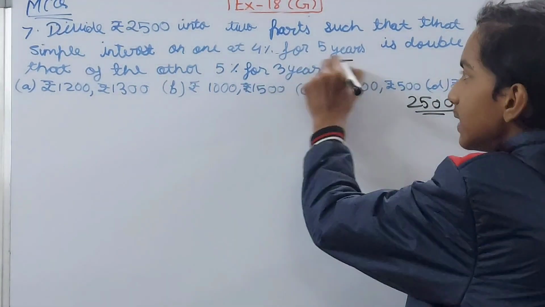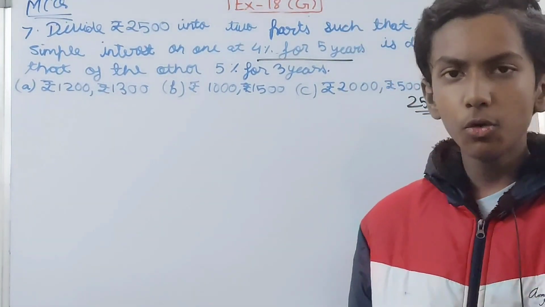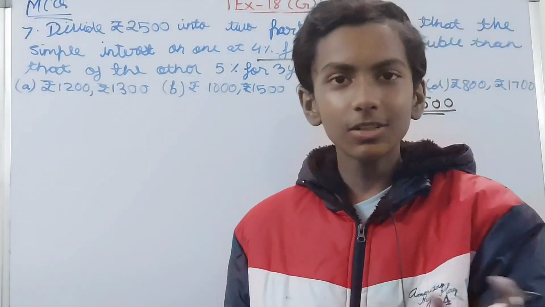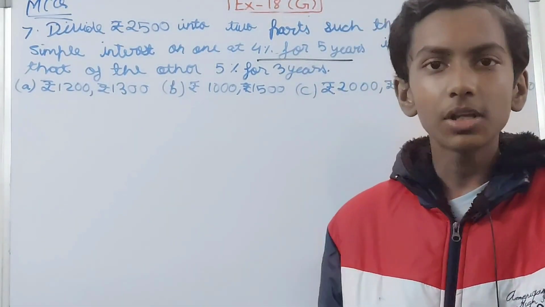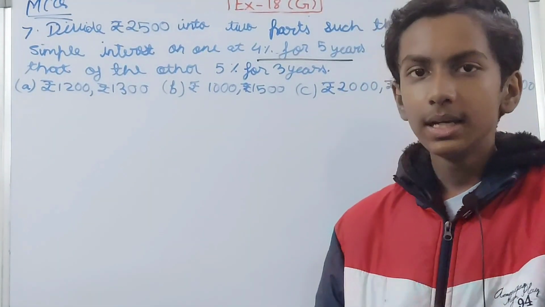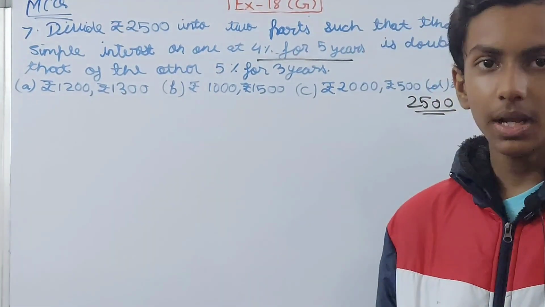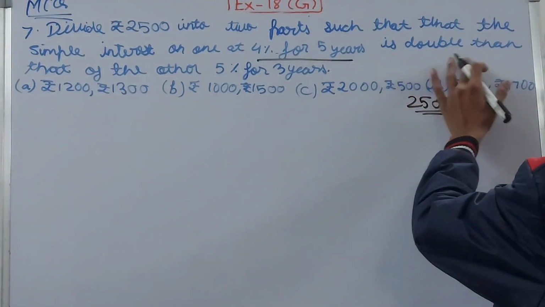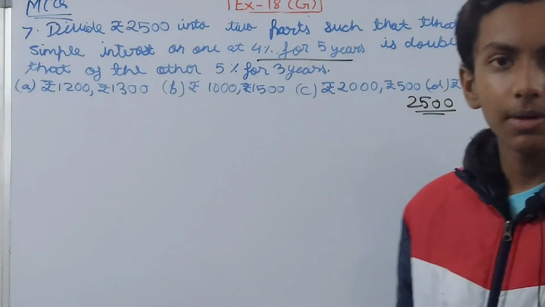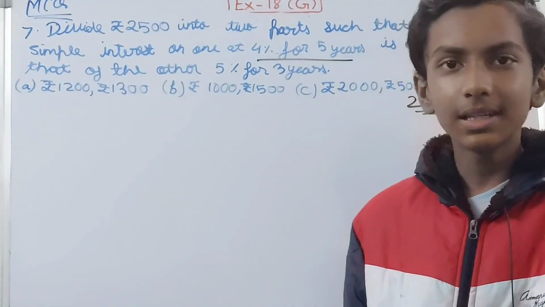So the things are given to us so that the first part, right, 2500 divided into two parts, the first part will have the rate as 4% and time as 5 years, and the simple interest on the first part will be greater than that of the simple interest on the second part. Greater by how much? The double of the other interest, right? So it is double than that of the other at 5% for 3 years. So the second part in which we will divide will have the rate as 5% and the time as 3 years.